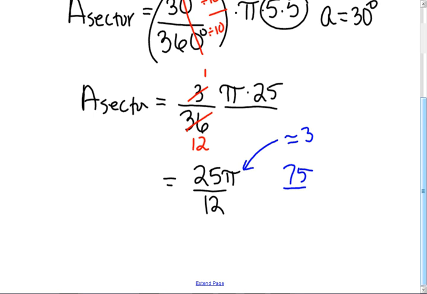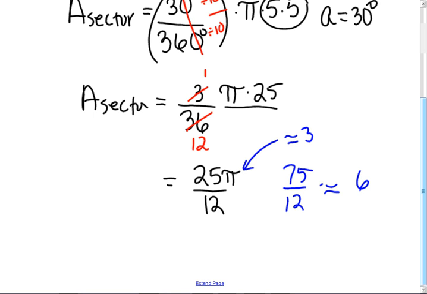DJ? 12. How many times does 12 go into 75? How many times? About 6, right? A little more than 6. So now I at least have a feel for how big that number is. The area is about 75. This is 6 parts out of it. I only want 1/12. Yep. It's a little bit bigger than that. I'm just estimating. Okay, because I know that the number 25 pi over 12 has absolutely no meaning for you. But the number 6 has a lot more meaning.